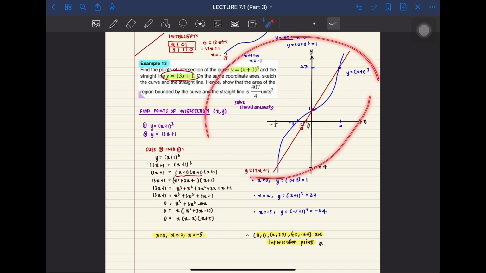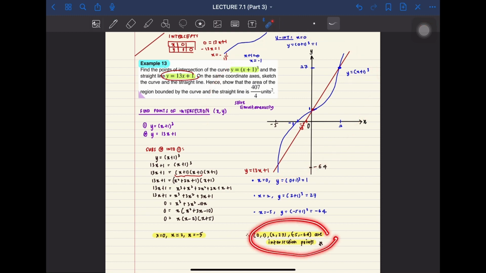Okay, so baru graph yang betul. Sebab apa graph dia betul? Sebab ada 3 intersection point tadi kan. First one, second and third. So betul lah graph kita, sebab ada 3 intersection point. Okay.